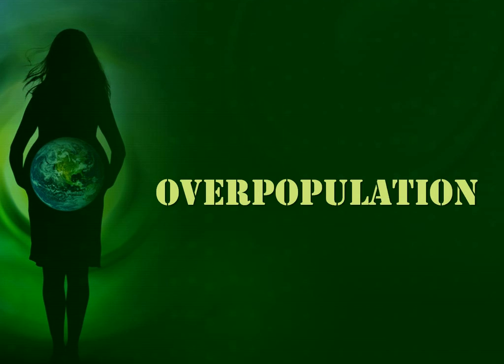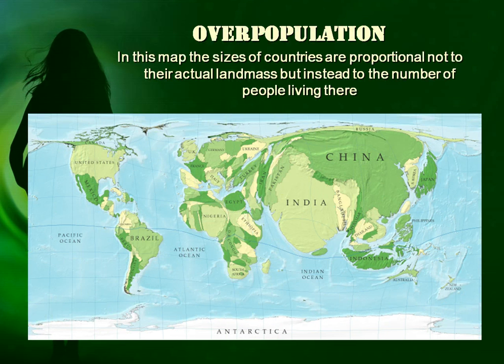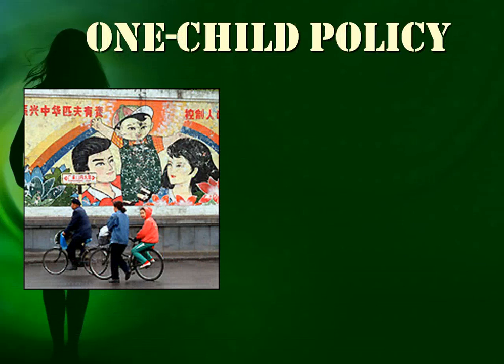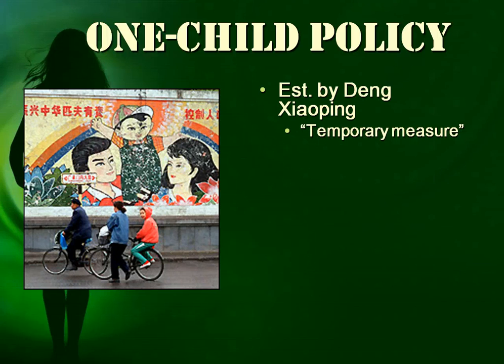Let's take a look now at overpopulation. This map shows not the size of the area of each individual country, but the countries that are proportional to their population. And you'll notice that places like India and China are very much skewed in this map due to their overpopulation. As a response to this, China has established something that actually a lot of people know, and that's the one-child policy. The one-child policy was established by Deng Xiaoping as what he called a temporary measure.